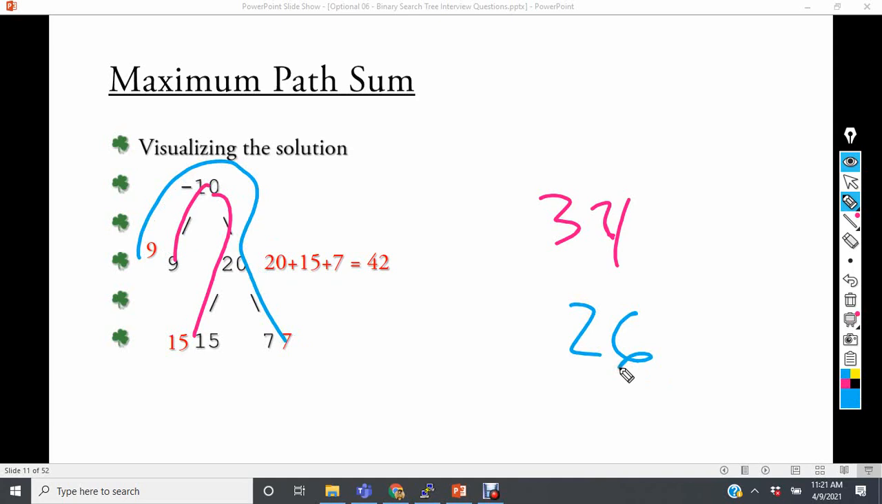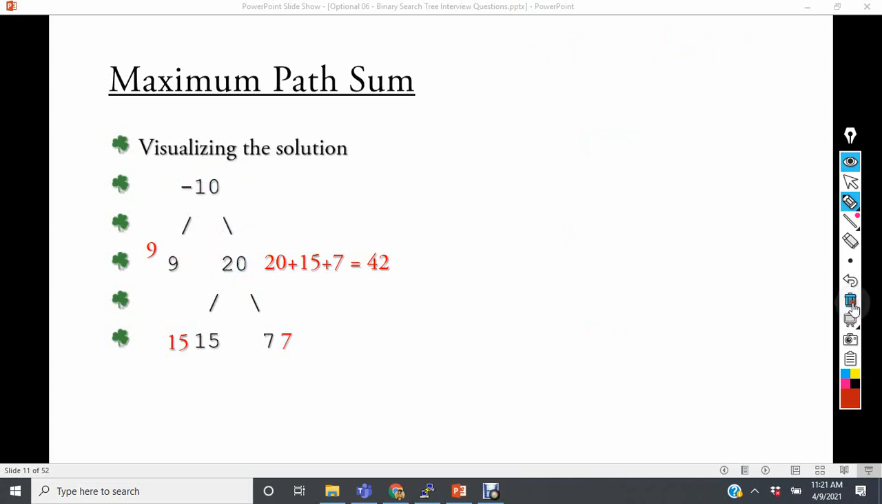So we would have paths of negative 1, negative 10, 29 and negative 10 is going to be this path here. So that's going to be 19, 34 and 26. So none of the potentials based on where we're starting. And also if we start here, 10 and 20, negative 10 and 20, that's 10. So based on all of these potential cases, nothing beats 42.